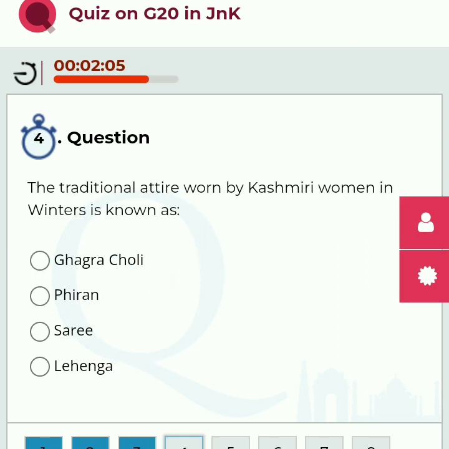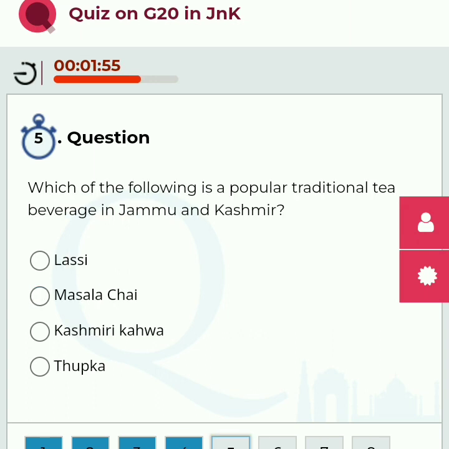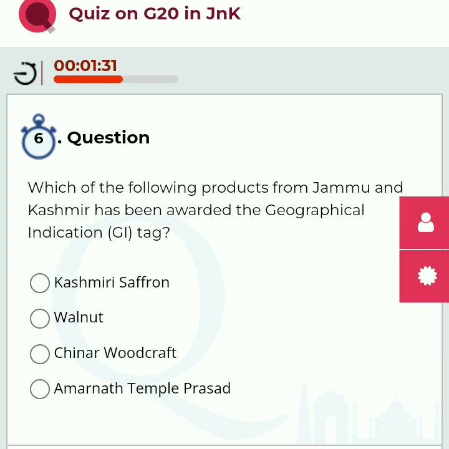The traditional attire worn by Kashmiri women in winters is known as... Which of the following is a popular traditional tea beverage in Jammu and Kashmir? Lassi, masala chai, Kashmiri kahwa, thupka. Which of the following products from Jammu and Kashmir has been awarded the geographical indication GI tag? Kashmiri saffron, walnut, Chinar woodcraft, Amarnath temple prasad.